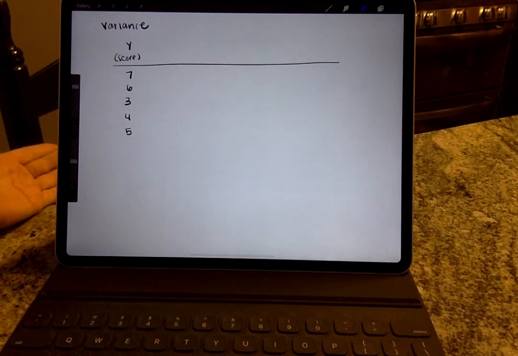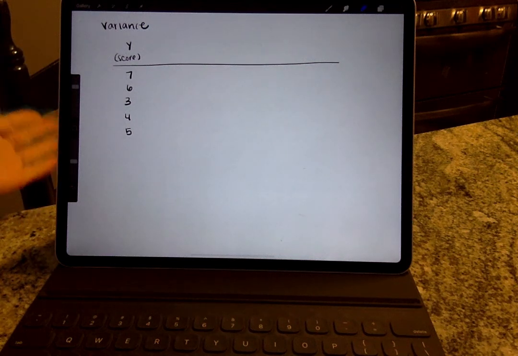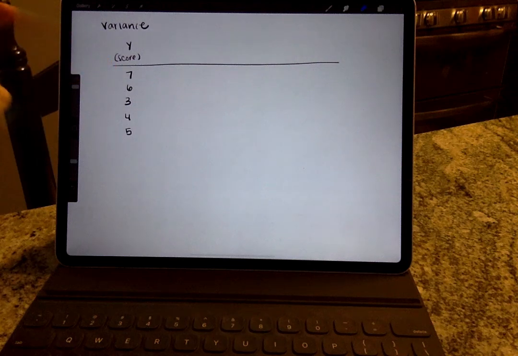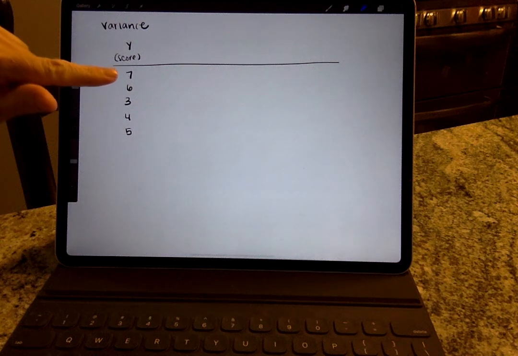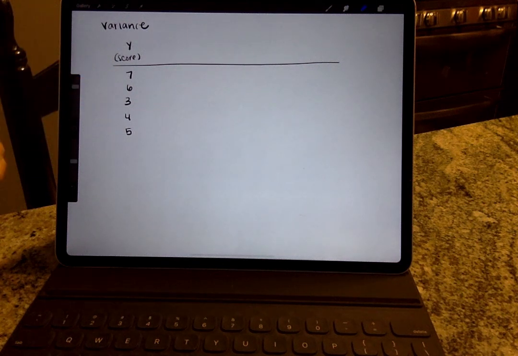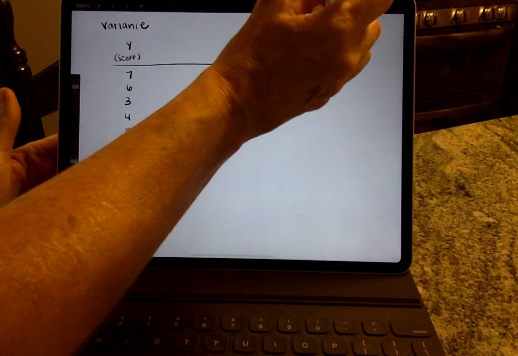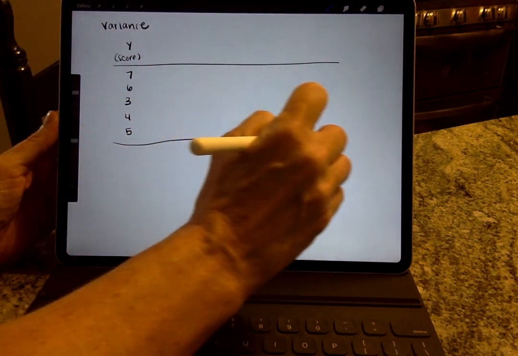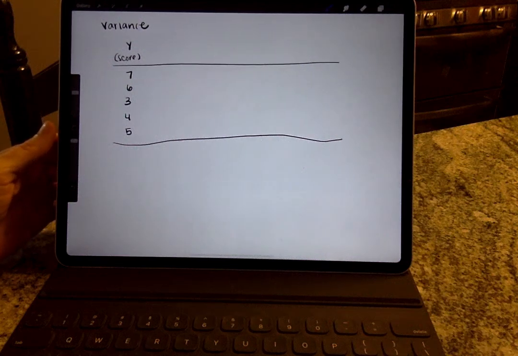At this point, it really doesn't matter what the scores are. Let's just assume we asked them how many items they could remember. And we've got 5 people that participated, and their scores, remember a score is notated by the letter Y, are 7, 6, 3, 4, and 5. Okay, so the first thing that we're going to do here is summarize this column.